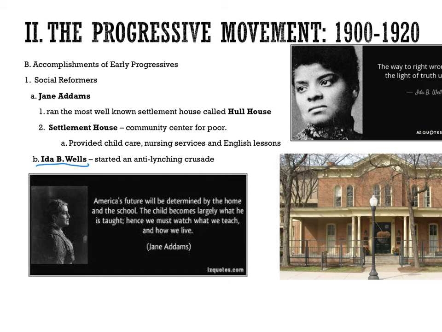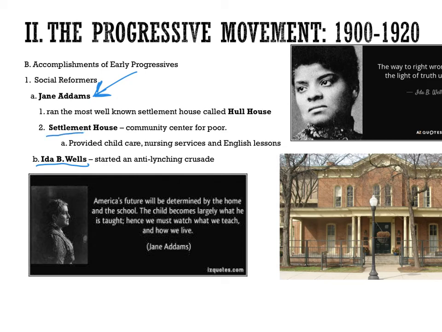Ida B. Wells saw three of her close friends lynched, and she set out to get this bill passed. She was a muckraker herself because she exposed that. Other reformers, however, like Jane Addams, who is not necessarily a muckraker, but a reformer trying to change society itself, a social reformer. She ran a settlement house.